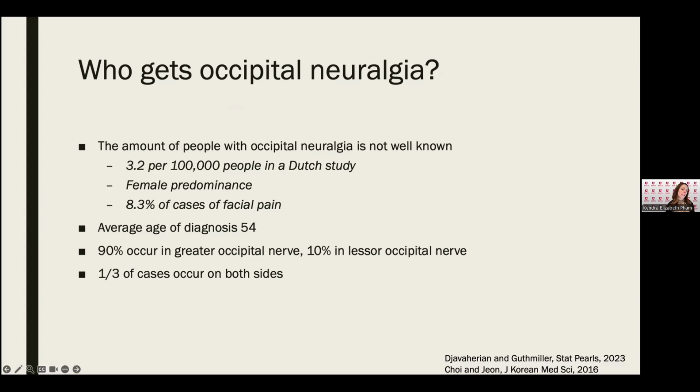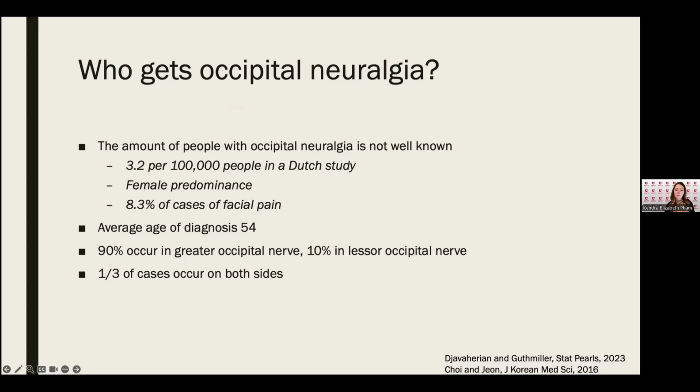The average age of diagnosis is about 54 years old. 90% of the time it occurs in the distribution of the greater occipital nerve. So you think back to that diagram, that was the bigger one coming up the back of the head, and 10% in the lesser occipital nerve, which is the one more off to the side. Most of the time it's on one side, but a third of the time it could be on both sides of the head.